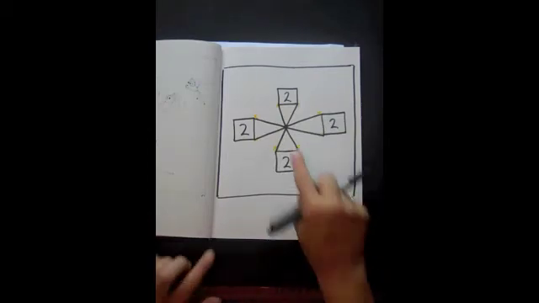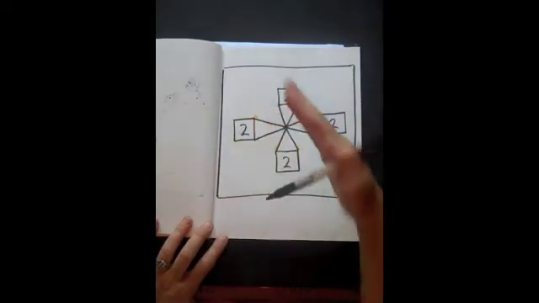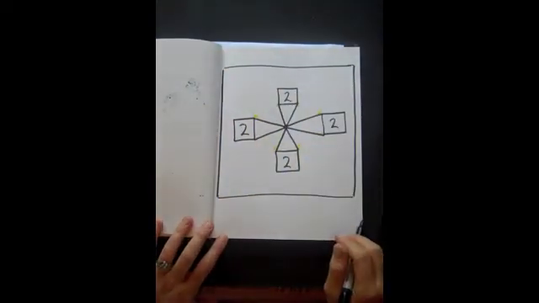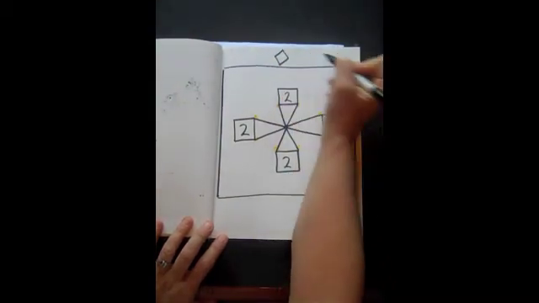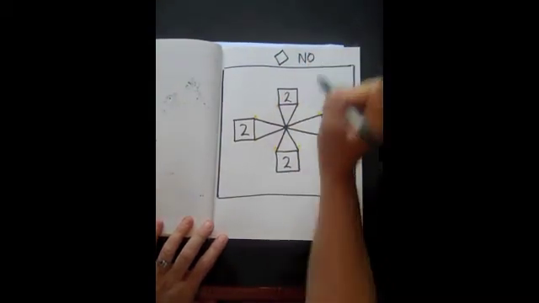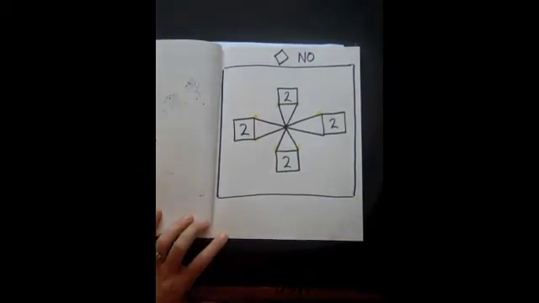You have 4 boxes made. Now we're going to make 4 more boxes. These 4 boxes will be diagonal from the 4 that we just made. Make sure that these are squares, not diamonds. No diamonds.